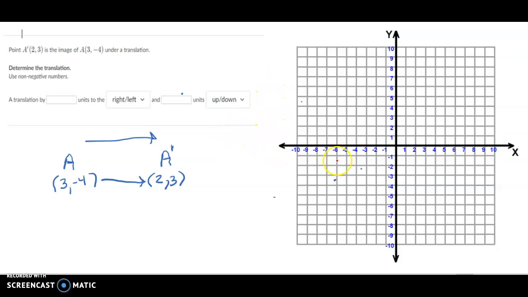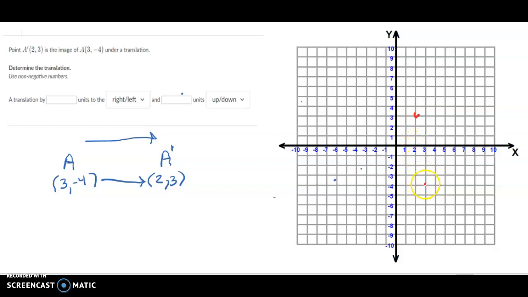We are moving from 3, -4 to 2, 3, from here to here. And that's the movement we have to describe. And we are going to describe it with up and down, left and right, and how much in each direction we have to move. So to get from here to here, the first question is asking how much left or right do we have to do?